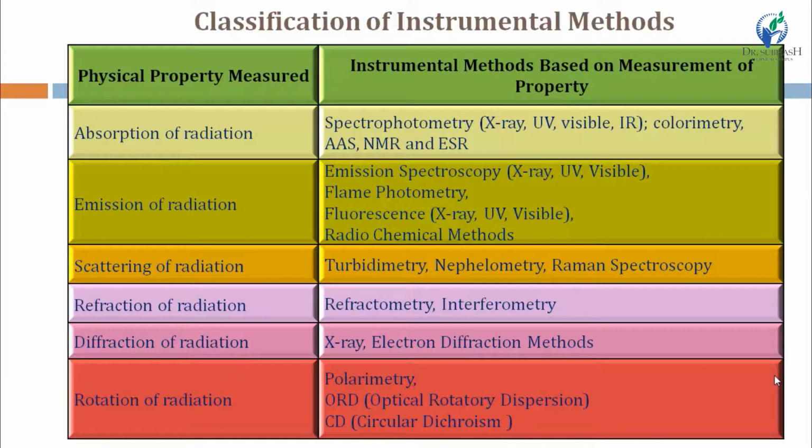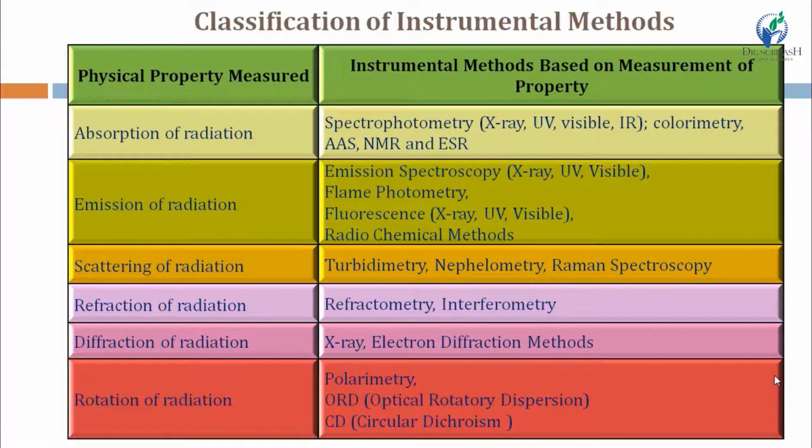Now, classification of instrumental methods, based on which type of physical property is measured through the method. First property is absorption of radiation, means absorption of radiation is measured in spectrophotometry like X-ray absorption, UV absorption, visible absorption and IR spectrophotometry, colorimetry, then AAS means atomic absorption spectroscopy, NMR means nuclear magnetic resonance, and ESR means electron spin resonance.